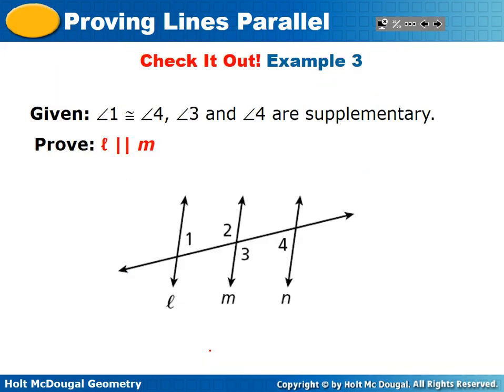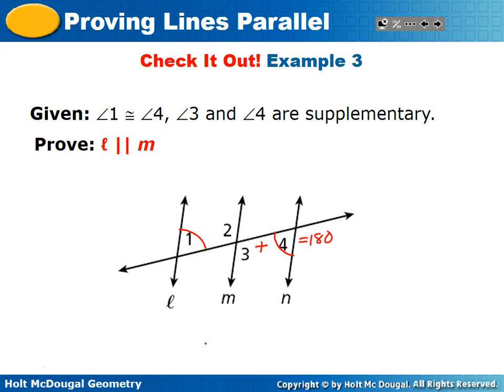All right, let's look at this next proof. So first we're given that 1 and 4 are congruent, so we're going to go ahead and draw that. 1 is congruent to 4. It also tells us that 1 and 4 are supplementary. That means when we add them together, they equal 180. So those are just some things I'm going to mark in my drawing.